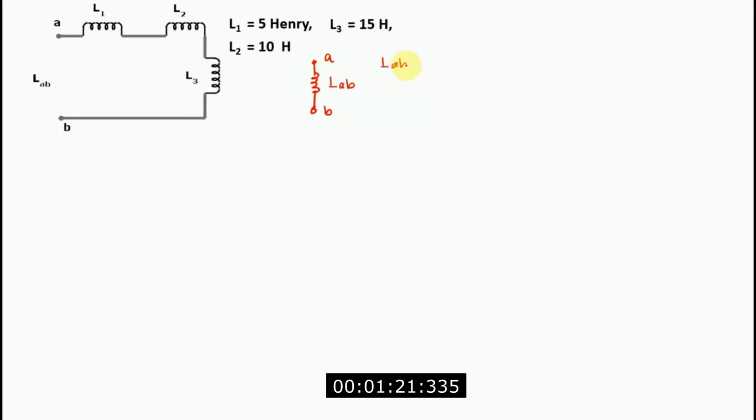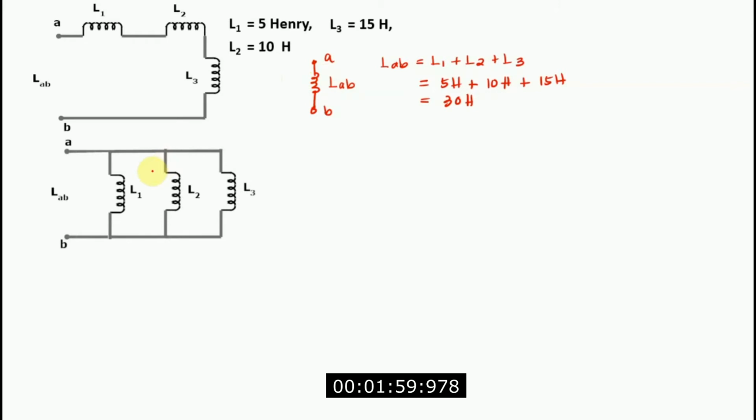So LAB is based on this given. You just add the inductance of L1 and the inductance of L2 and also of L3. L1 is 5 Henry plus L2, which is 10 Henry, and for L3 you have 15 Henry. So the total of that is 30 Henry. So LAB is 30 Henry. If you are going to remove all of this and replace it with a single inductor, the value of the inductor is 30 Henry.